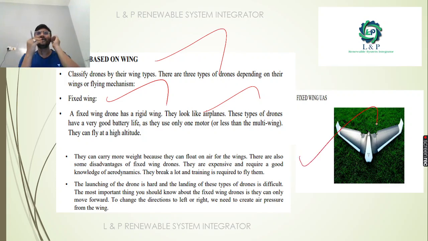The most important thing is that, like an aircraft, takeoff and landing is very crucial for these kinds of fixed wing drones. They are also very expensive. And most importantly, we should have knowledge of aerodynamics if we plan to design a fixed wing type.